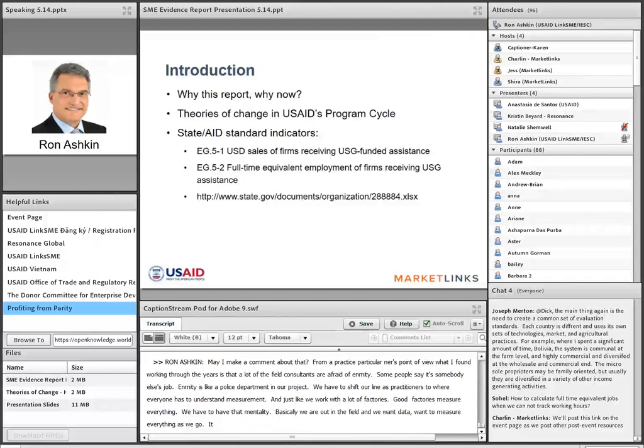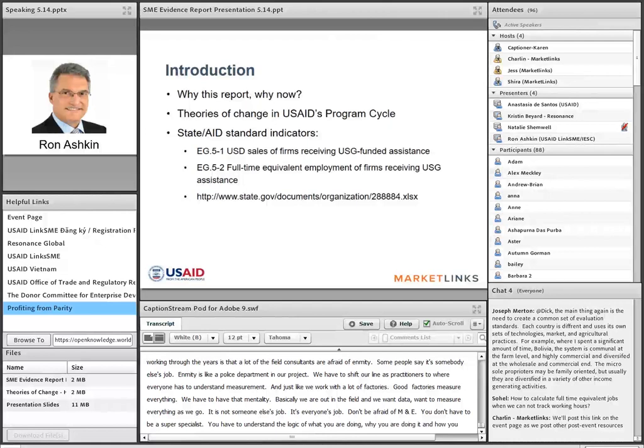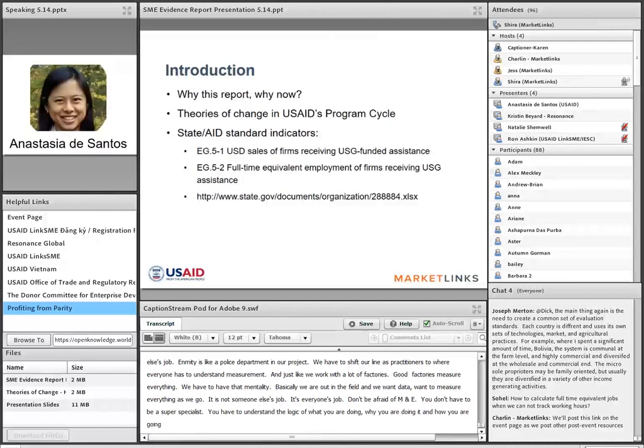So yeah, just don't be afraid of M&E. Understand it, use it. You don't have to be a super specialist. It doesn't have to be so technical, but you have to understand the logic of what you're doing, why you're doing it, and how you're going to prove that you did. Thank you, Ron. Very important perspective.